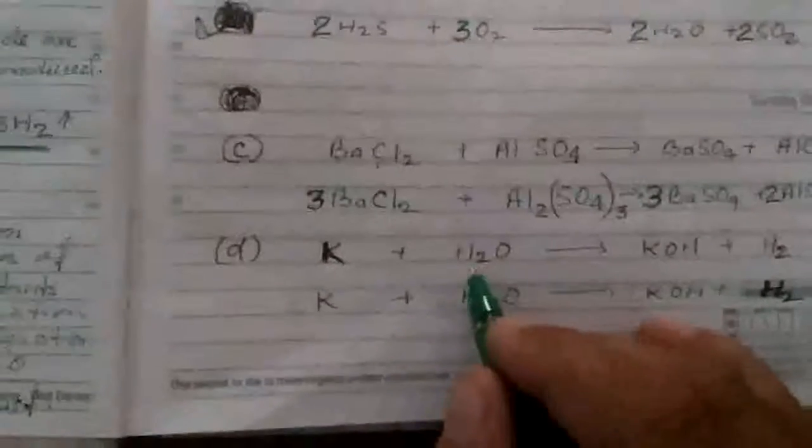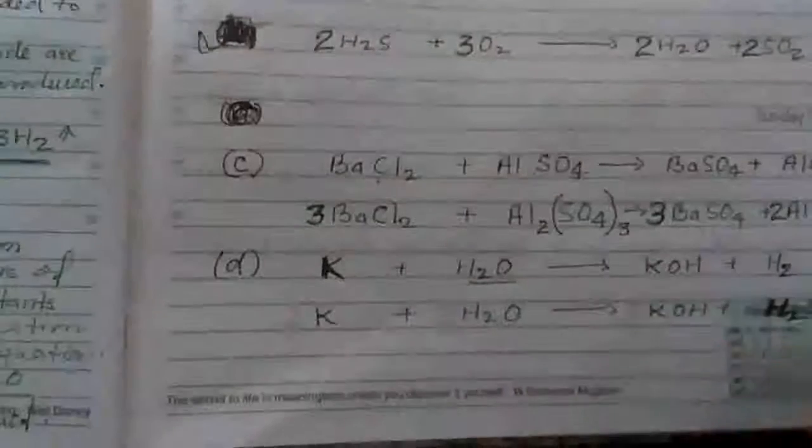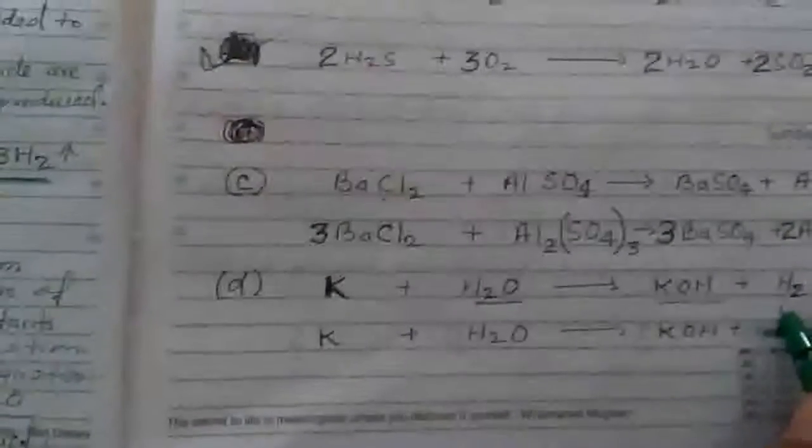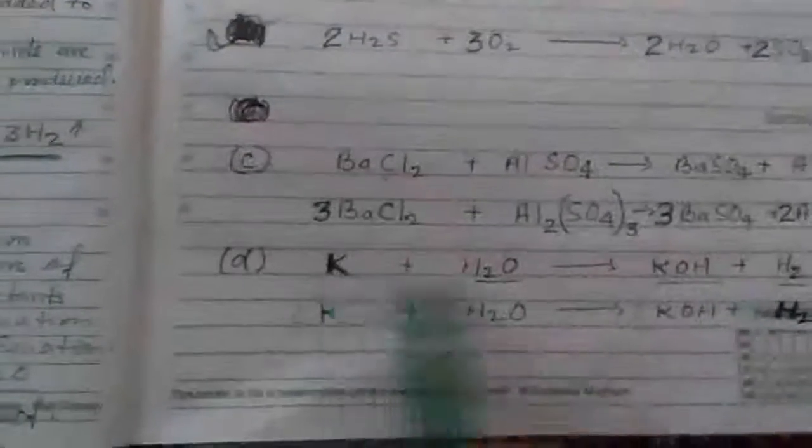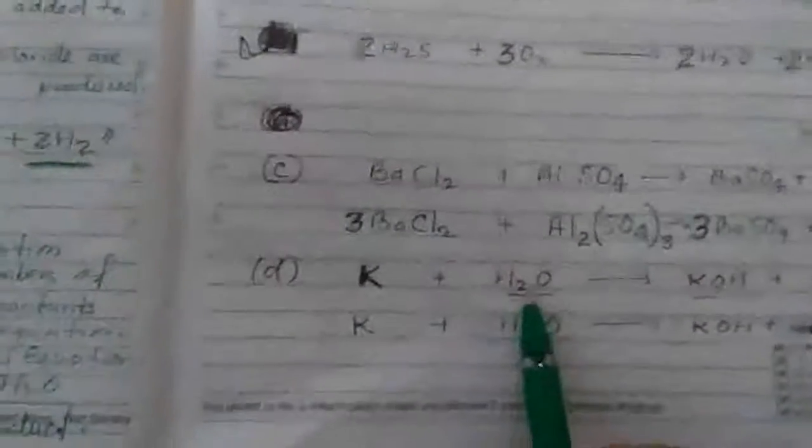metal is here. Potassium is monovalent, so K is written, and it reacts with water, H2O, to form potassium hydroxide and hydrogen gas. So when an active metal reacts with water, hydrogen gas is produced. So now try to balance it. First of all, metals are balanced, so K is here, no problem.